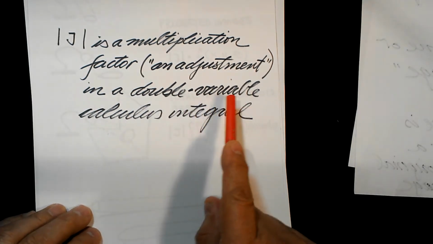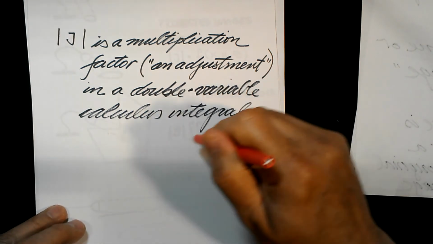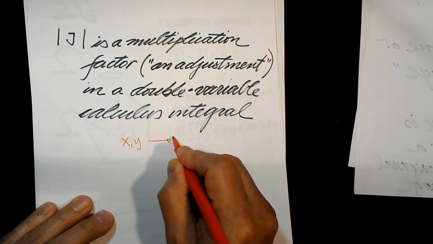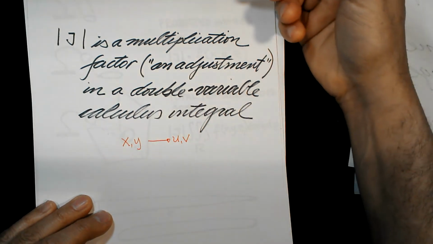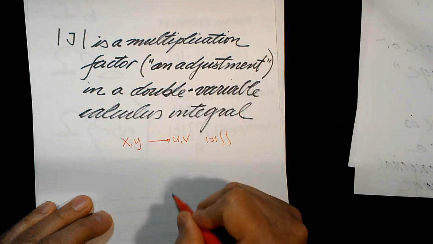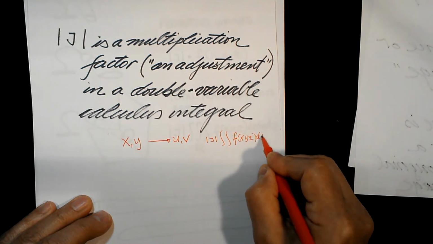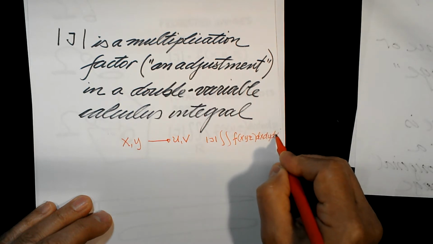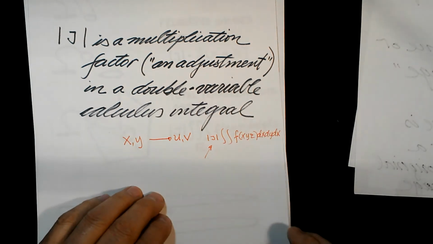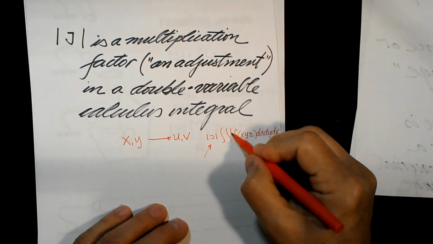In double variable calculus, if we're doing a transformation from xy to uv, in that transformation we are going to use the Jacobian, with a function of x, y, z, and then we get dx, dy, dz. So the Jacobian is necessary to appear in this double and triple variable integral. This is a triple variable integral.